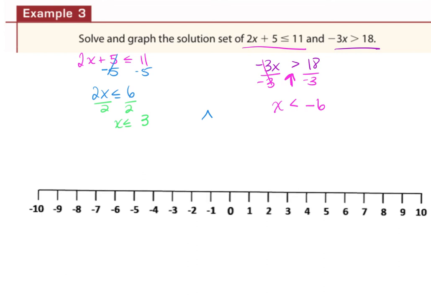So I only want where they cross over. If I graph this one, I have a closed circle on positive 3 and everything to the left. If I were to graph this one, I have an open circle on negative 6 and everything to the left. Well, where do they cross? They actually cross starting here and going this direction. That's where they cross. And so my answer would just be this right here. That is where they cross. They cross starting at negative 6 and going to the left.